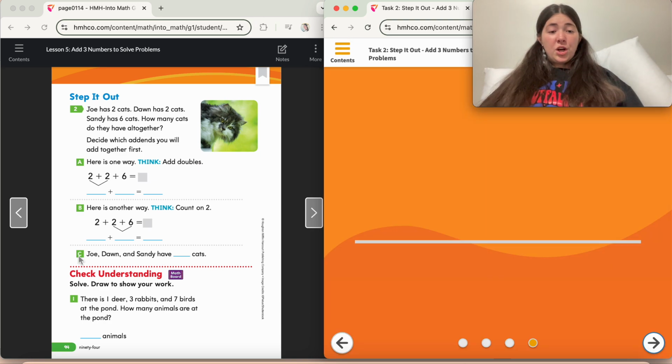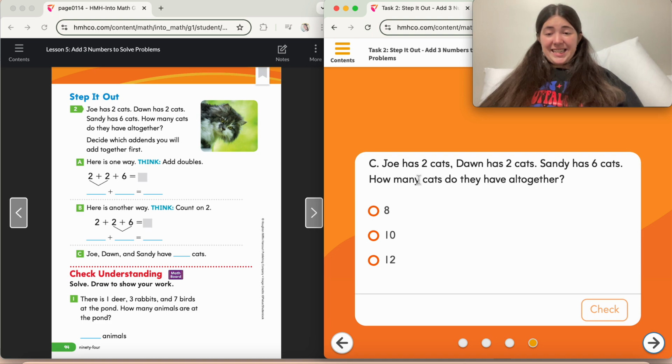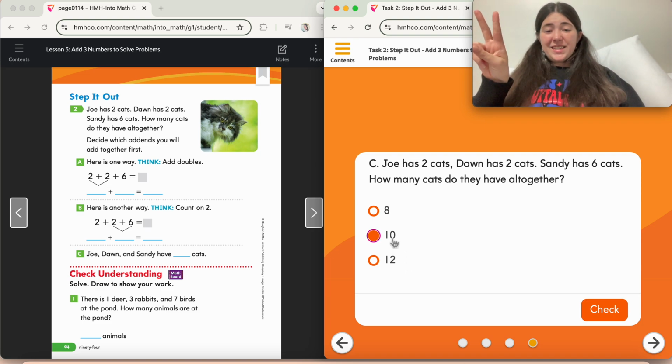So Joe, Dawn, and Sandy, how many cats do they have all together? Is it 8, a 1, 10, a 2, or 12, a 3? Yeah, it's 10. So we can write a 10 right here.